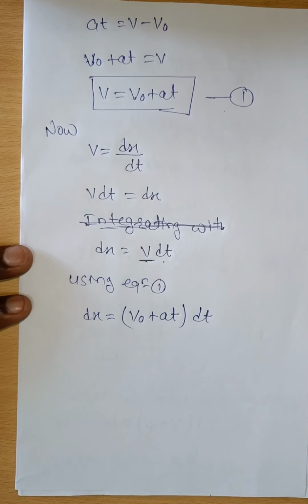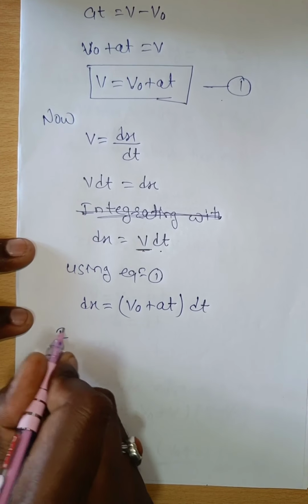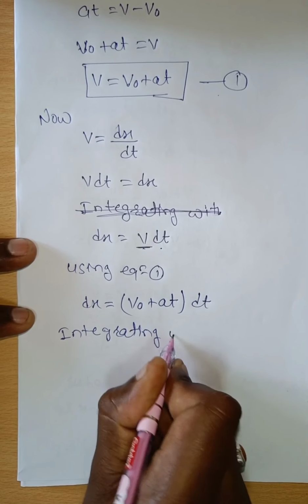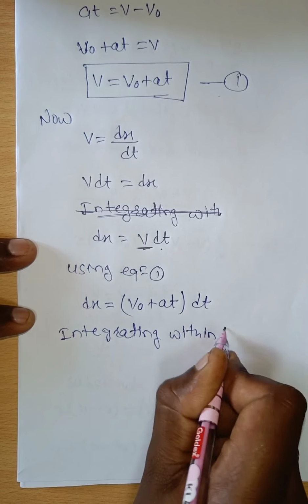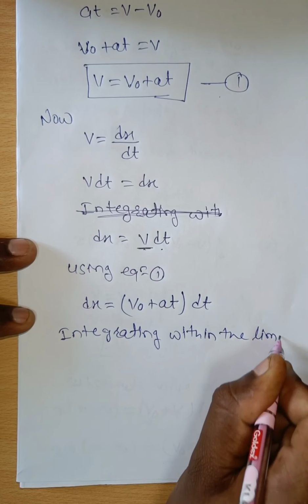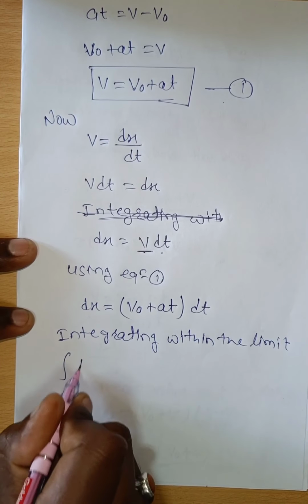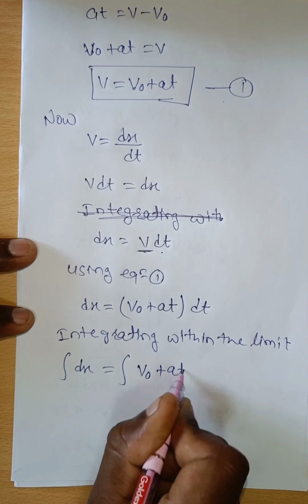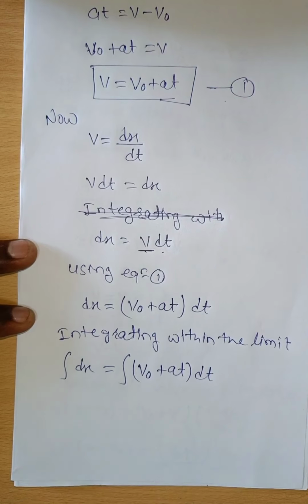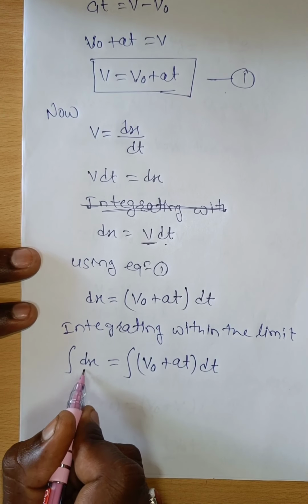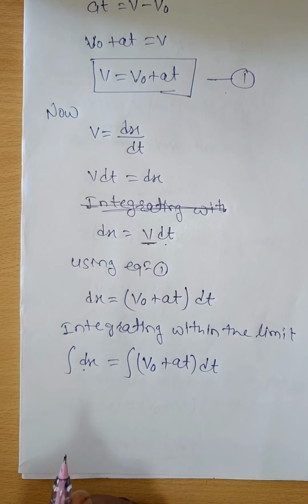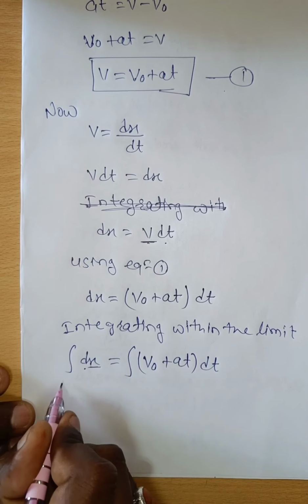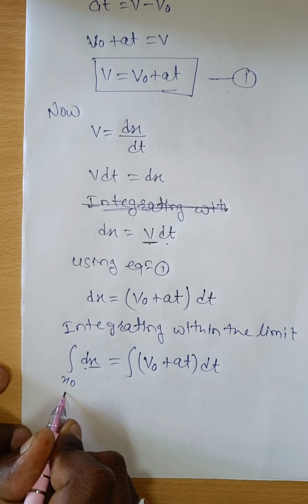Now integrate. Then integrating within the limits, integration of dx is equal to integration of v naught plus at into dt. Now for integration of dx, what is the initial value of x? That is x naught. Therefore the lower limit is x naught.